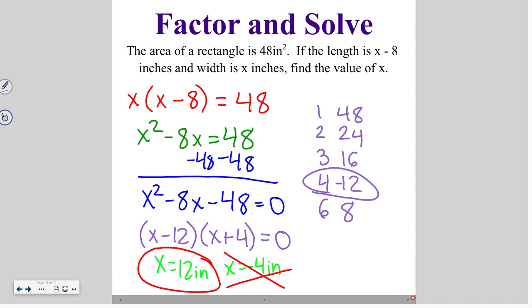Same type of thought process here. We've got x times x minus 8. Distributing and then subtracting that 48 gives us this blue equation to solve. Factors of 48, going through and finding them, the pair that works is 4 and negative 12. Setting those both equal to 0, you get an answer of x is equal to 12 and x is equal to negative 4. The one that makes sense is the positive one because we can't have negative length values.